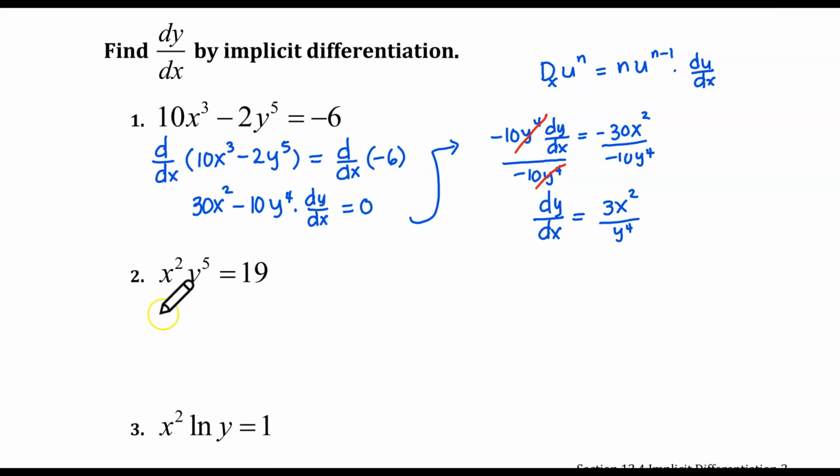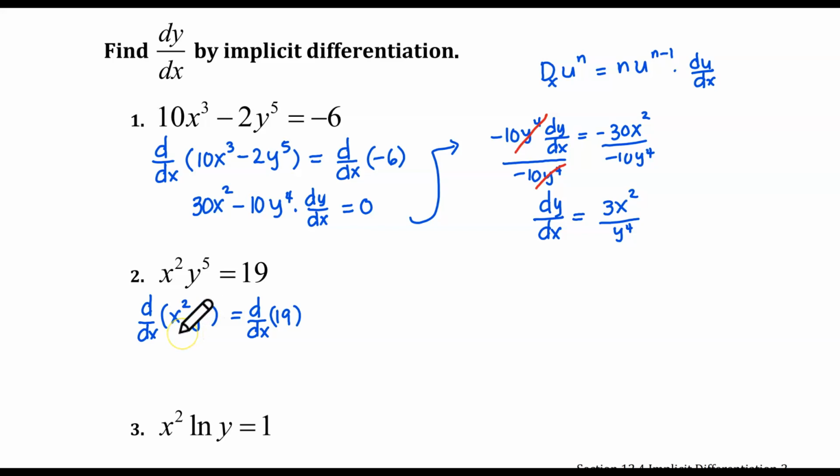Number 2, find dy/dx in this equation here using implicit differentiation. As a first step, we differentiate both sides of the equation with respect to x. Now, when you differentiate this side here, you will use the product rule.